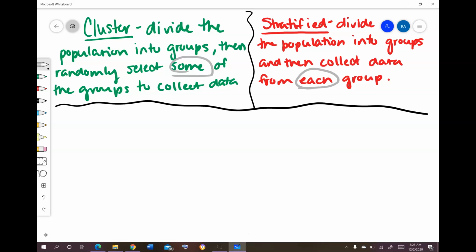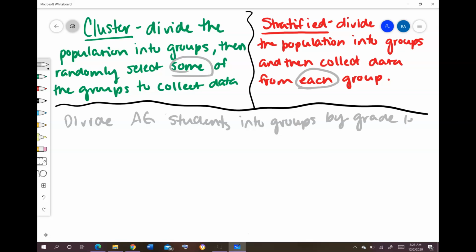So what we're going to do is divide the high school students into groups by grade level. Okay, so we divide the students into grade levels. Now we're going to draw that line again. So we have 9th grade, 10th grade, 11th grade, and 12th grade. And then again 9th grade, 10th grade, 11th grade, and 12th grade.